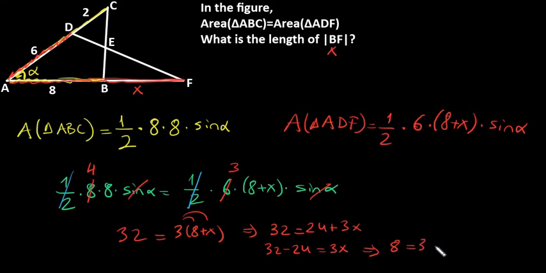8 is equal to 3x. That means x is equal to, divide both sides by 3, x is equal to 8 over 3. So here in this example, the length of BF, which is x, is equal to 8 over 3.